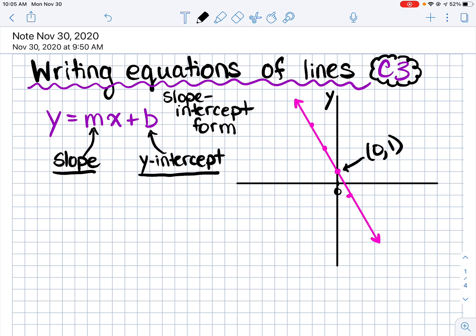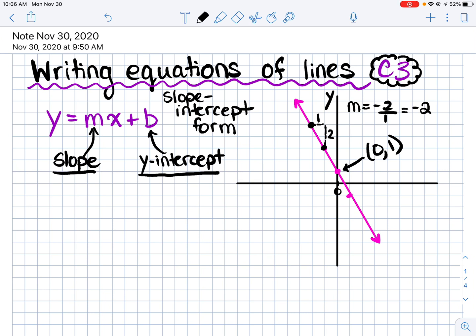Then we need the slope. Remember, to find the slope, we pick 2 points, and we just determine the rise over the run. Right off the bat, I can tell that this slope is going to be negative because it's sloping down to the right. I can tell that the rise is 2 and the run is 1. So the slope of this line is equal to negative 2 over 1, which is just equal to negative 2. So I have my slope, I have my y-intercept.